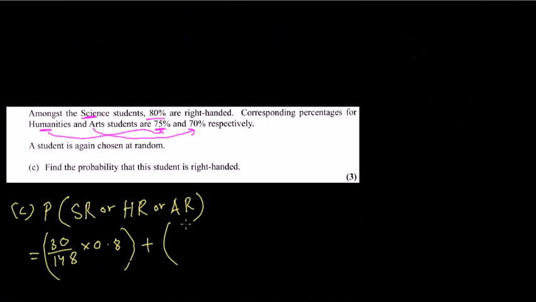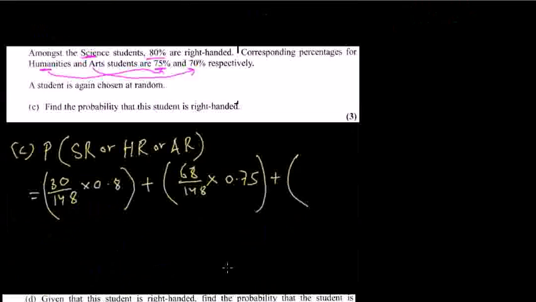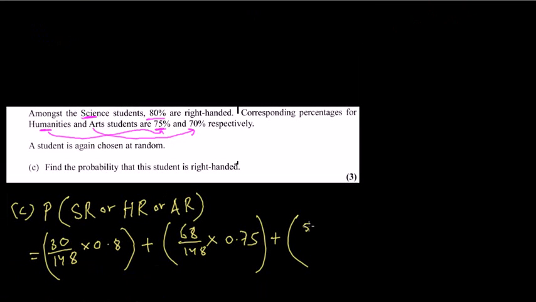So this is going to be 68 by 148 and right-handed. So the probability of humanity students and right-handed means multiplied by 75%, 0.75. Or probability of art student and right-handed. So the probability of being an art student total is 50 students who study art, divided by 148, so 50 by 148. So this would be 50 by 148 times 70% of them are right-handed, so 0.7.